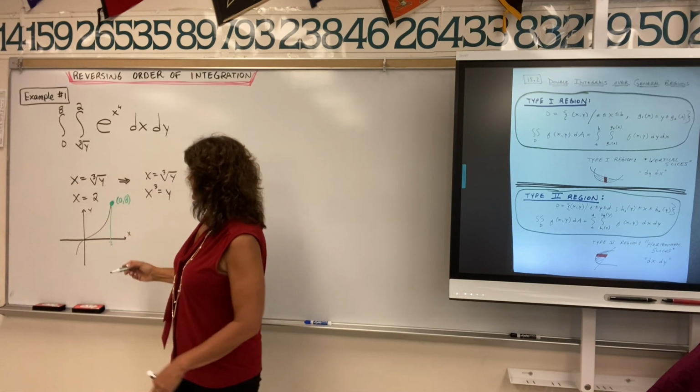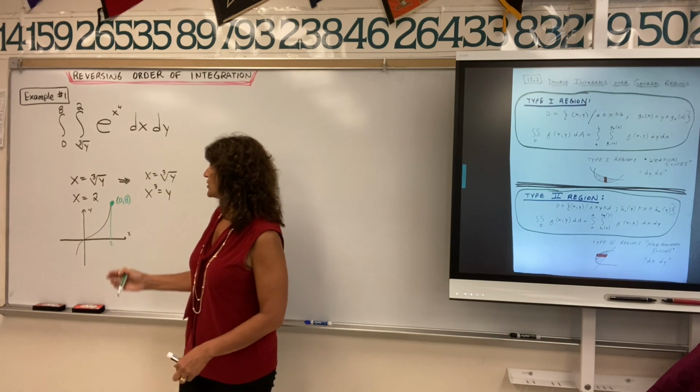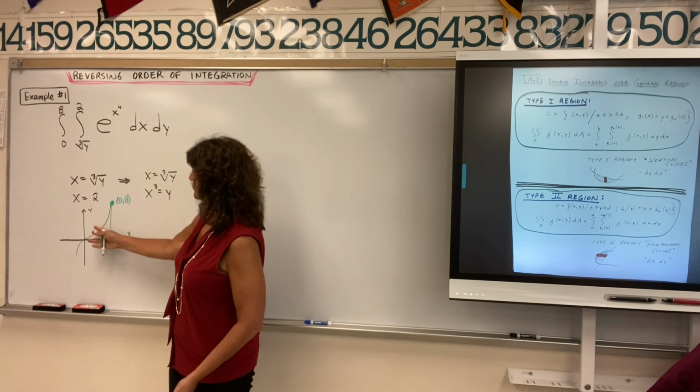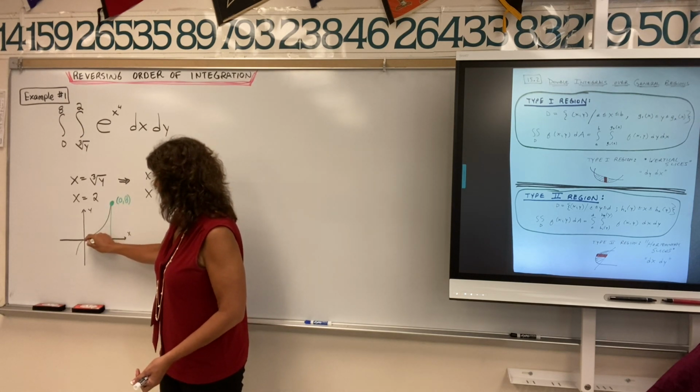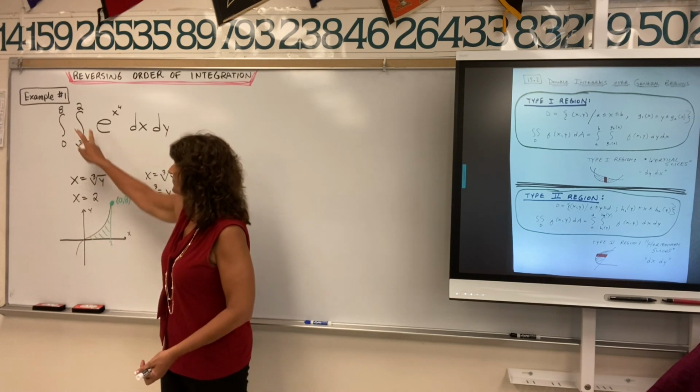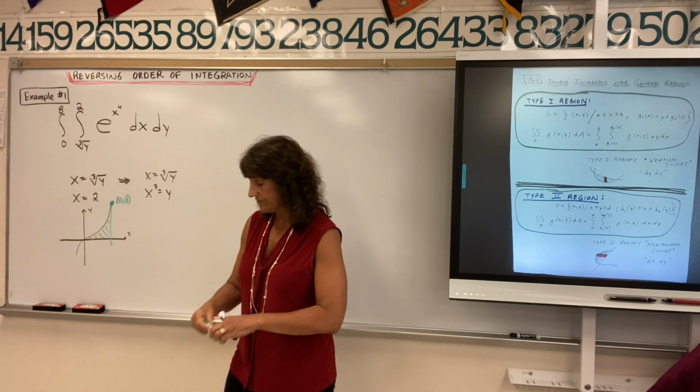So you can see the inside bounds are going to travel from the cubed curve to 2, and the outside bounds are going to go from 0 to 8. So this is our base right here, described by the bounds.